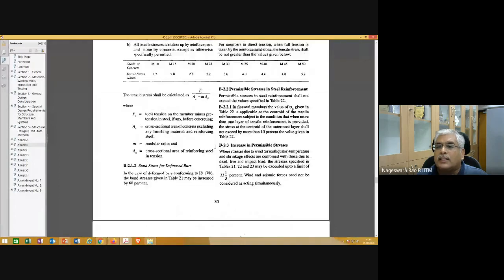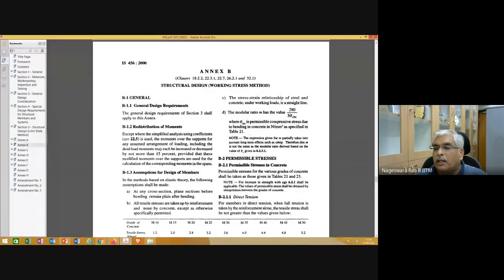So now you got the sigma CBC value from the table, and make use of this equation for the modular ratio. M is equal to 280 divided by 3 times sigma CBC. This M, the modular ratio, is the ratio of modulus of elasticity of steel to concrete. M is equal to ES over EC. Okay, you make a note of that.